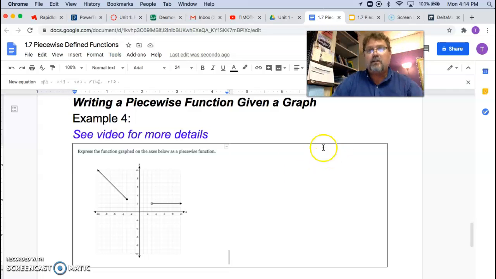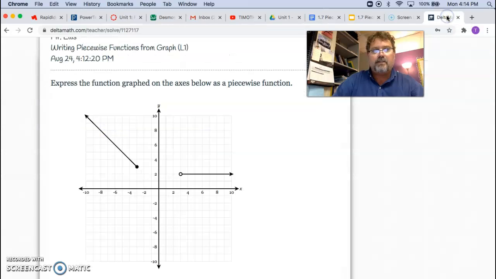So I'm going to get right to it because I don't want this video to get too long here. And we're going to Delta Math. That's our problem right there. And it'll be easier to read from right here. It says, express the function graphed on the axis below as a piecewise function.